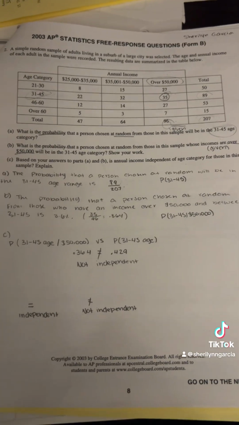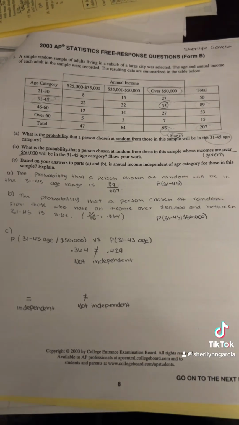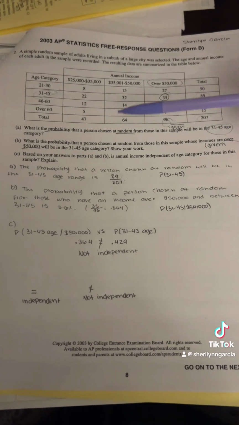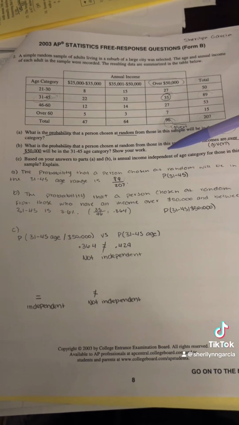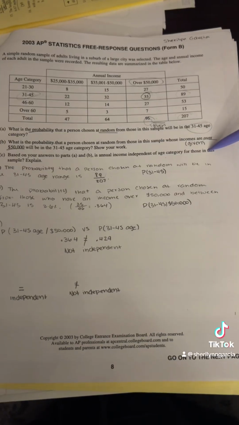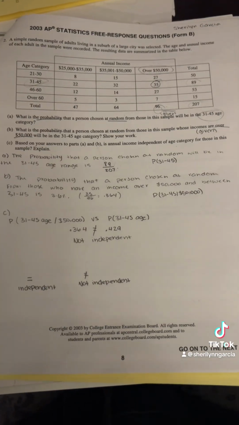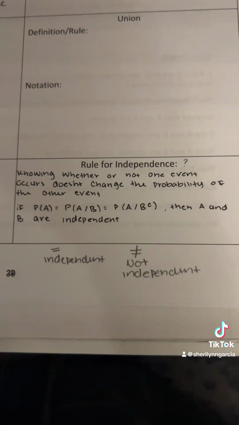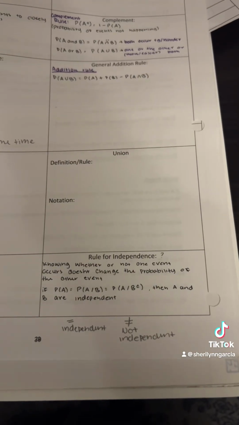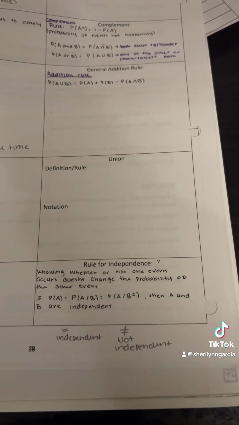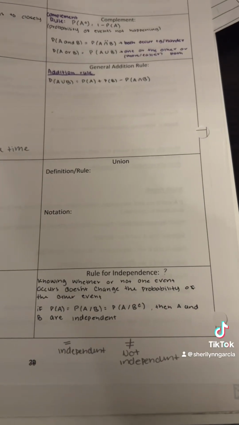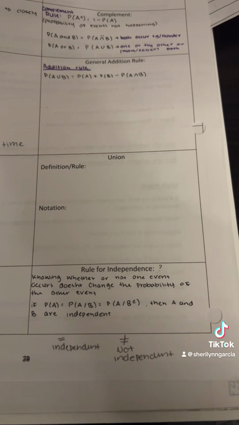Okay, so this one's going to be a little harder to remember. We're going to do C. Based on your answers to parts A and B, is annual income independent of age category for those in this example? Explain. Okay, so what does this mean? If they're independent, it means knowing whether or not one event occurs doesn't change the probability of the other event.